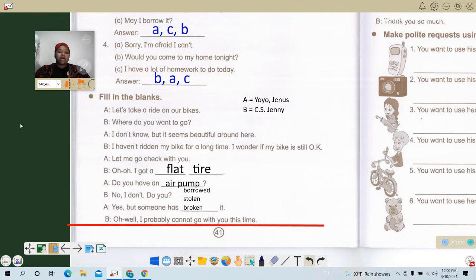All right. So here we finish page 41 and you can have your break. I'll give you 7 minutes this time. All right? Ready? 7 minutes starts now.